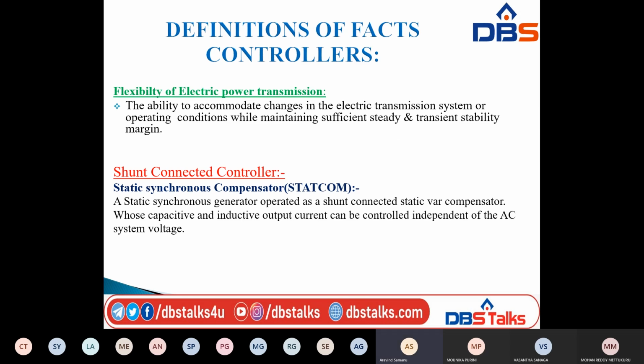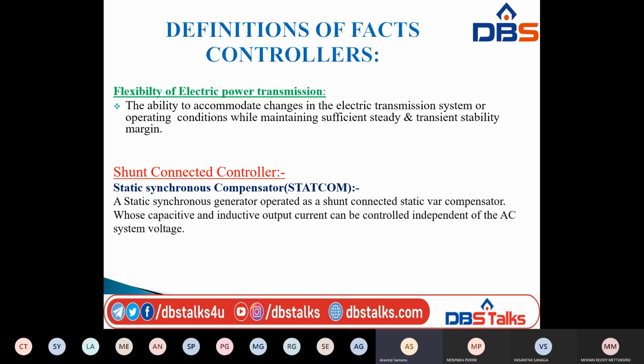Next, here are the different definitions of FACTS controllers. Here we have different types of controllers. I already said that there are series connected controllers, shunt connected controllers, combined series to series controllers and combined shunt to series controllers. In this one I am going to discuss firstly the shunt connected controllers. Before that, I will discuss the flexibility of electric power transmission.